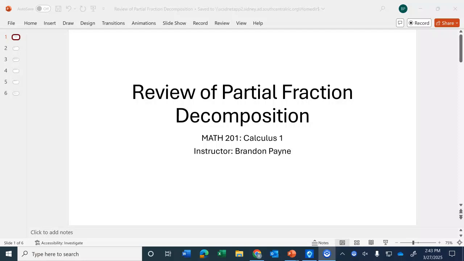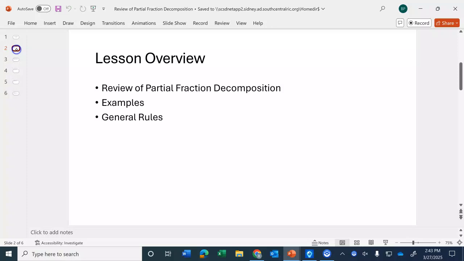This is a skill you practiced back in pre-calc, and it's a skill that is worth refreshing our memory on before we go to our next integration method. In this lesson we're going to be looking at a review of what partial fraction decomposition means and what it looks like, a couple examples, and then a reminder of some general rules that we're going to have to follow.